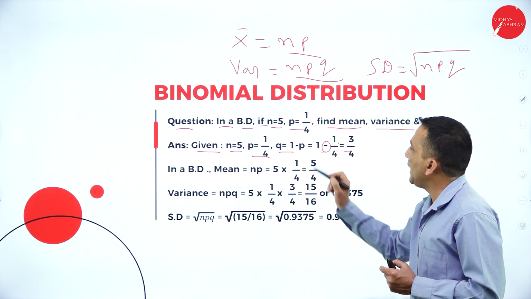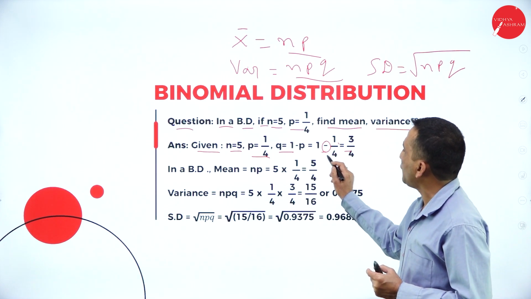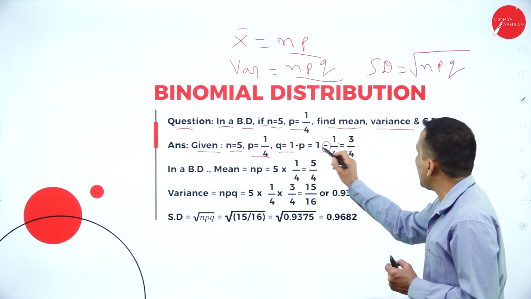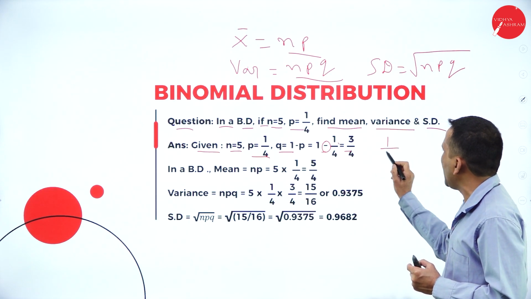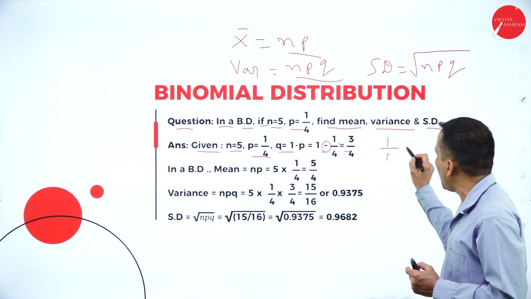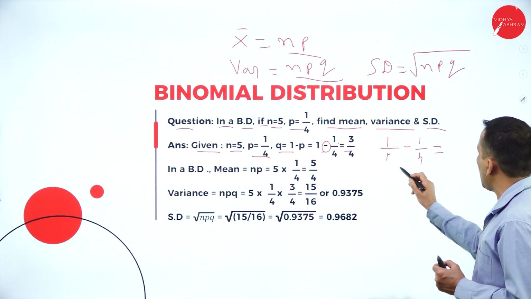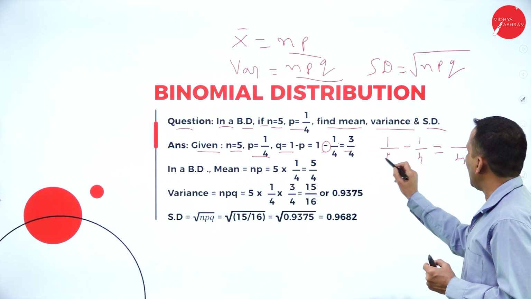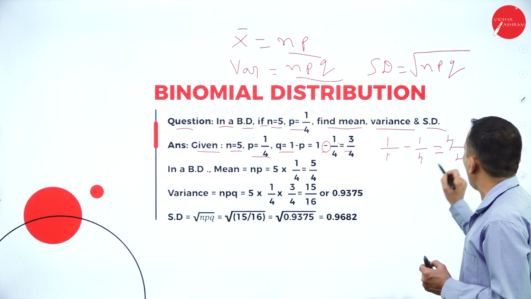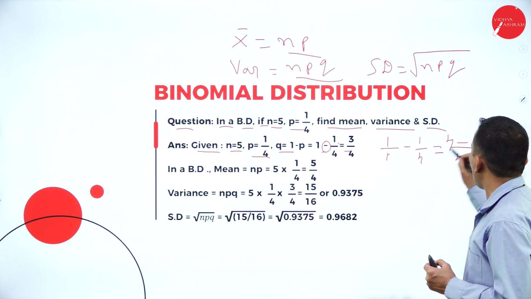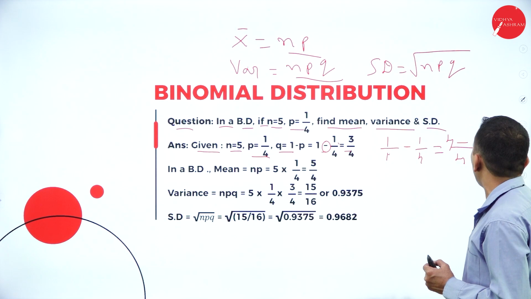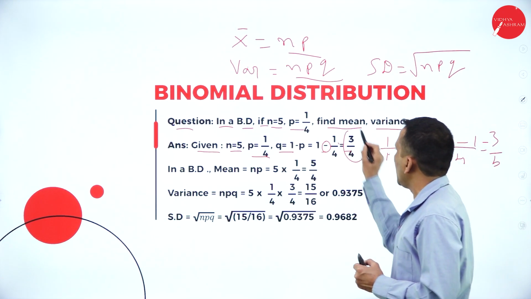Where you find a plus or minus sign, you have to find the LCM. Here nothing is written under 1, so you have to assume denominator 1, and the LCM is 4. 1 into 4 is 4, minus sign, so 4 minus 1 is 3. If you subtract, we get 3 by 4.